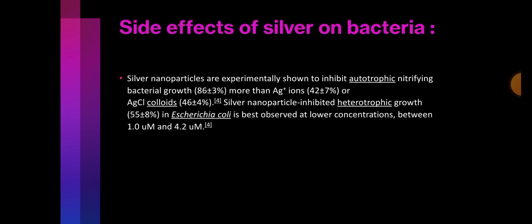Side effects of silver on bacteria. Silver nanoparticles are experimentally shown to inhibit autotrophic nitrifying bacterial growth more than Ag+ ions or AgCl colloids. Silver nanoparticles inhibited heterotrophic growth in Escherichia coli, best observed at lower concentrations between 1.0 µM and 4.0 µM.